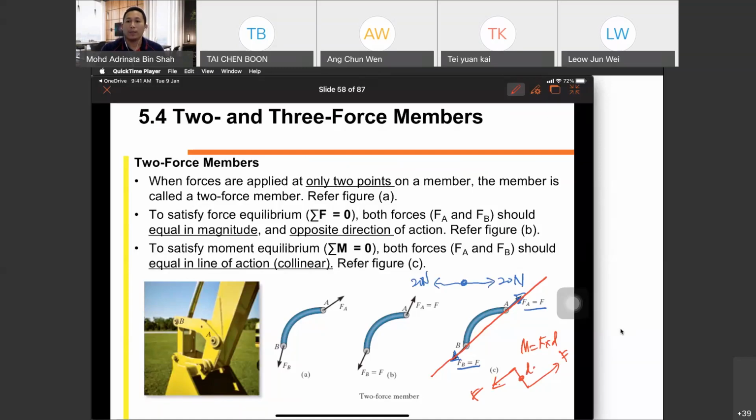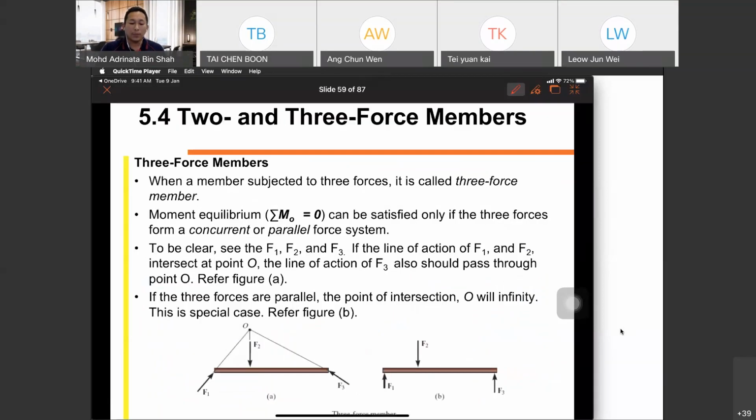But what if there are three force members? When members are subjected to three forces, it is called a three force member. Moment equilibrium: the summation of moment is equal to 0. It must be 0 so that your body, your structure, is not moving because of the moment. It can be satisfied only if the three forces form a concurrent or parallel force system.